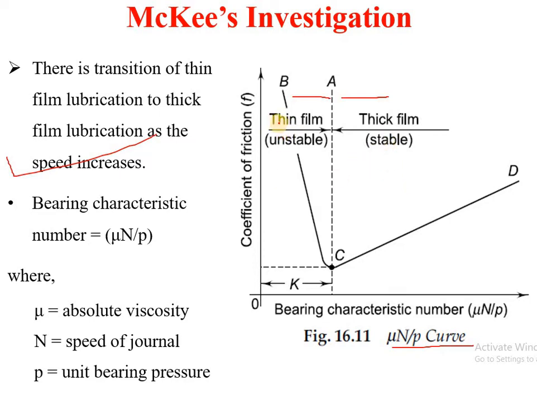In thin film lubrication, there is partial metal to metal contact, hence there is more friction. So the coefficient of friction is higher in this case, and as it moves in the forward direction it decreases. In thick film lubrication, frictional losses are comparatively less. There is no direct metal to metal contact, so this curve goes in this direction.